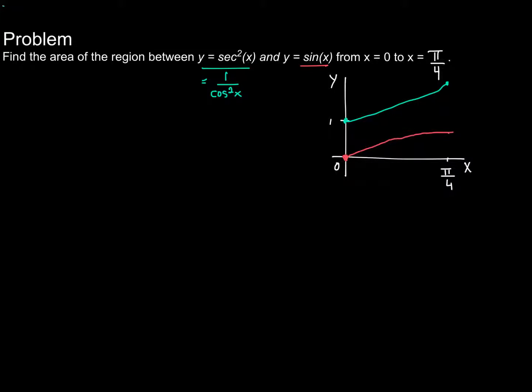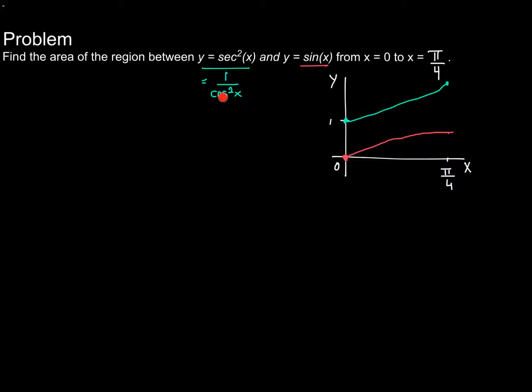So you can certainly graph these on your calculator. Regardless, you will need to remember that secant is the reciprocal of cosine. So secant squared x is 1 over cosine squared x, and when you have it like this, you might as well just graph it by hand. It's good practice. Sine of x is easy to graph. At 0, sine of 0 is 0. Sine of pi over 4 is root 2 over 2. We know it looks like that.